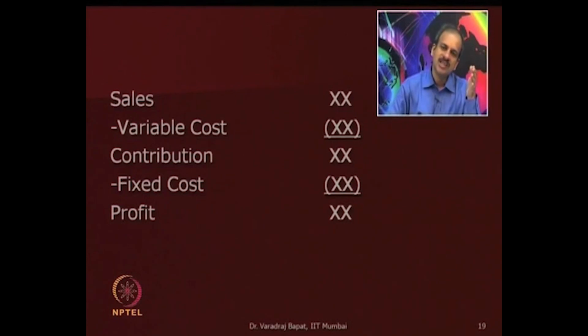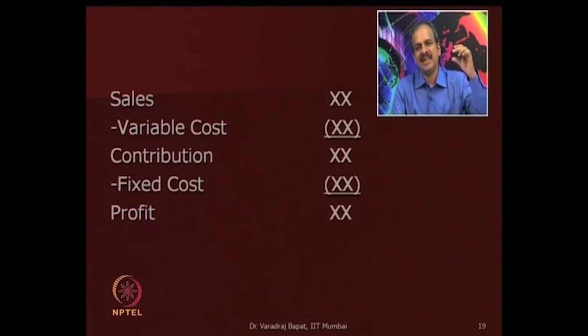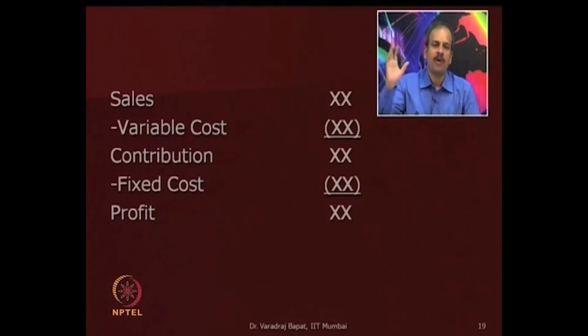Calculation of contribution is very important when we try to use it for decision making, because as the volume changes, the contribution will change, because sale and variable cost both will change with number of units, whereas fixed cost will remain constant. So, any change in the contribution will have complete impact on profit.